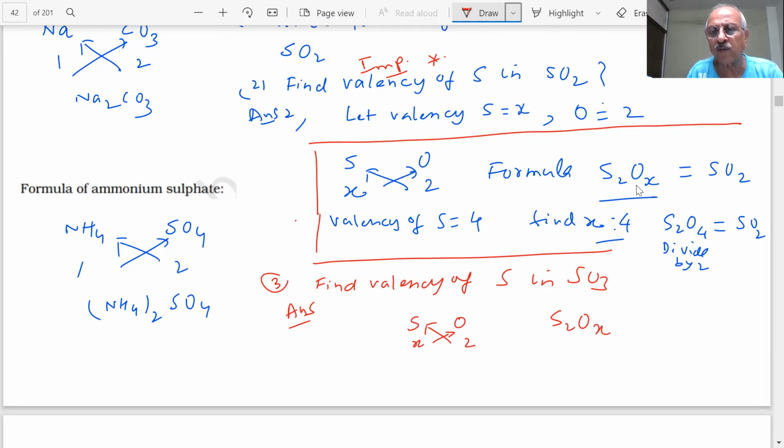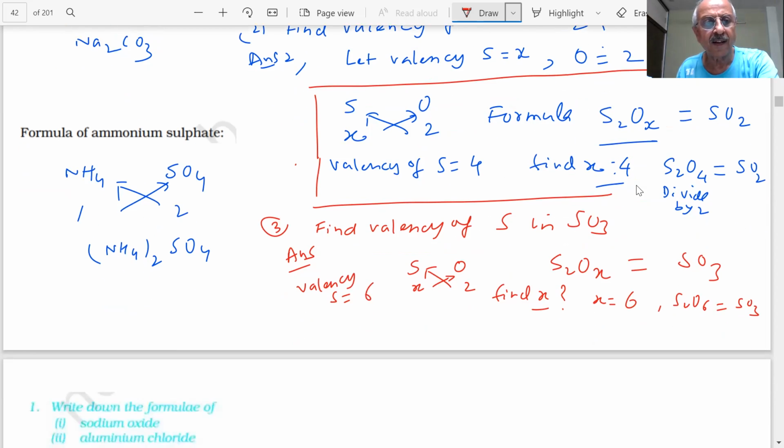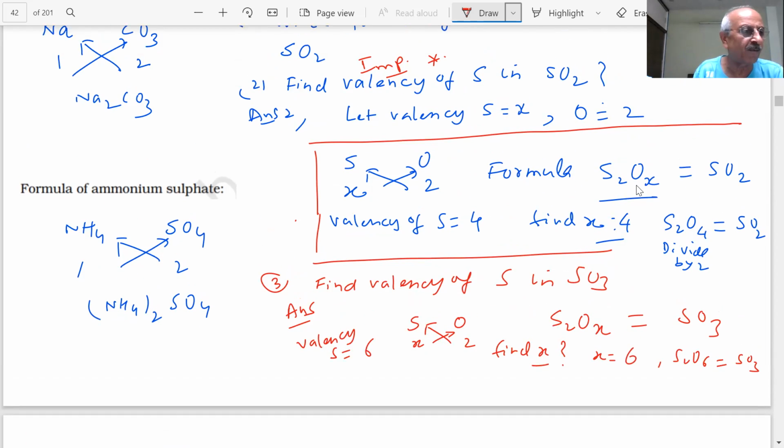Then what does the formula become? S2OX. S2OX is equal to SO3 then. Then what should be the value of X? Find X. How much should be X so that I get SO3? X will be equal to 6. Then it becomes S2O6 divided by 2, which is equal to SO3. Clear? What is the valency here? 6. See, the valency can change, student. One element can have more than one valency. This is a very important question which I have solved, student.